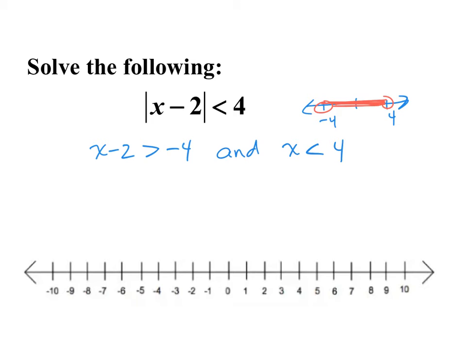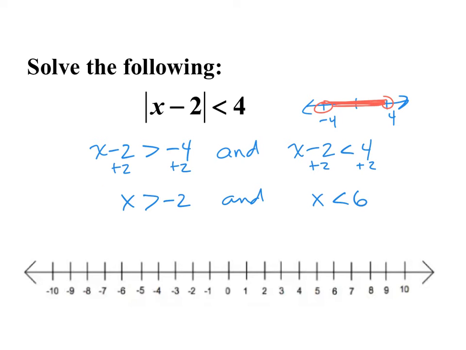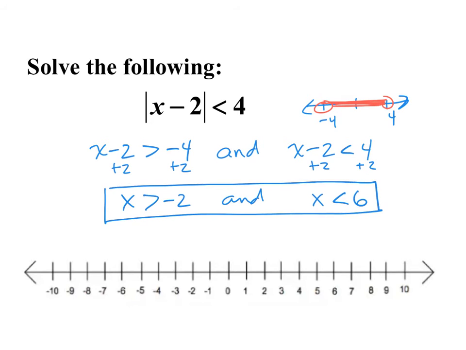Oops, hold on, I made a mistake there. It's not x. Remember, our expression inside the absolute value is x minus 2. So we need to say that x minus 2 is less than +4. Then we will solve these two little inequalities, and we get x is greater than -2, and at the same time, we get that x is less than 6. So all the numbers that are both greater than -2 and less than 6 would be in our solution set.